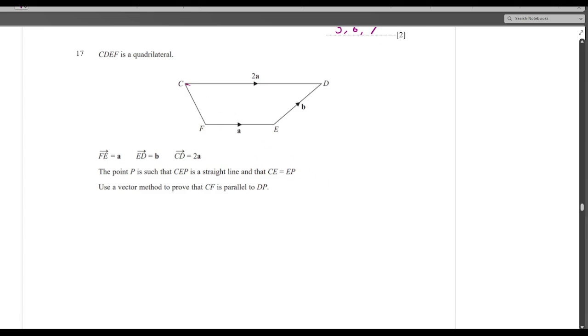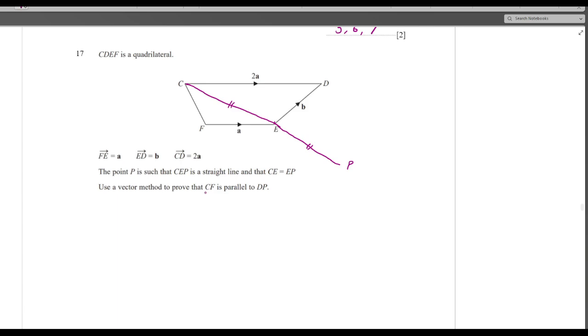So what I have to do, I have to join this C and E and I have to extend, like this, so that this length and this length will be equal. So here is a point P. Now use a vector method to prove that your CF is parallel to DP. Now let us join this D with P. We have to prove that this vector and this, they are parallel.